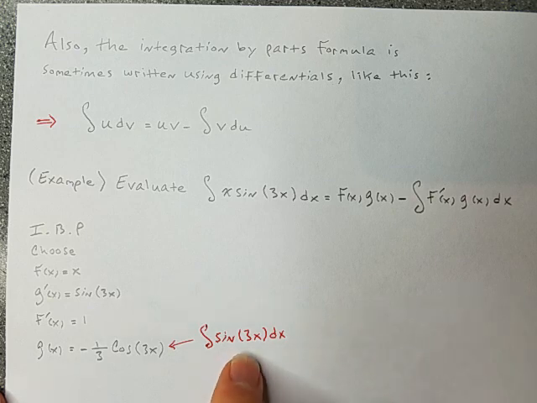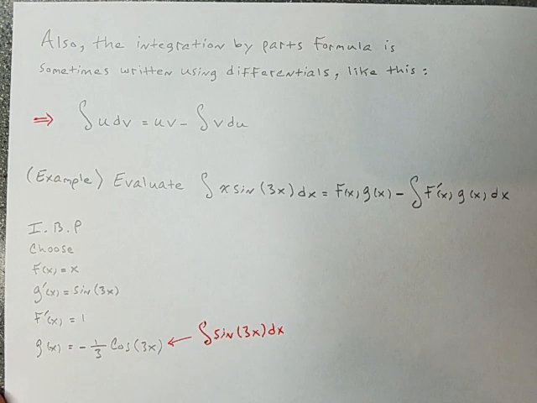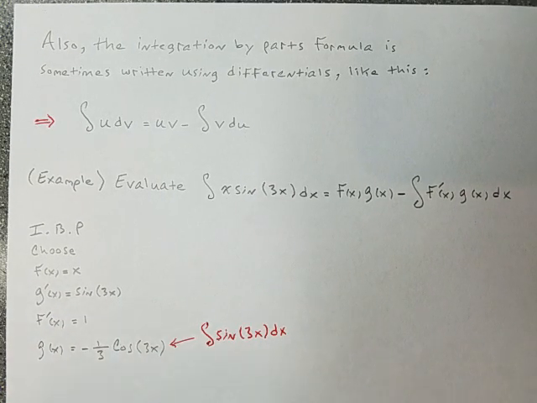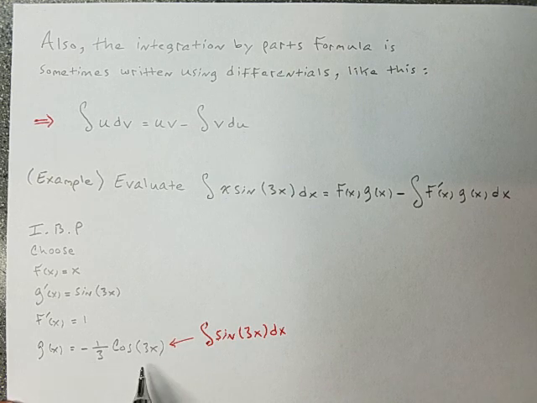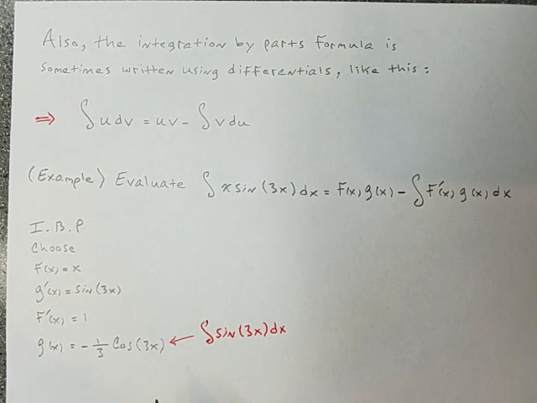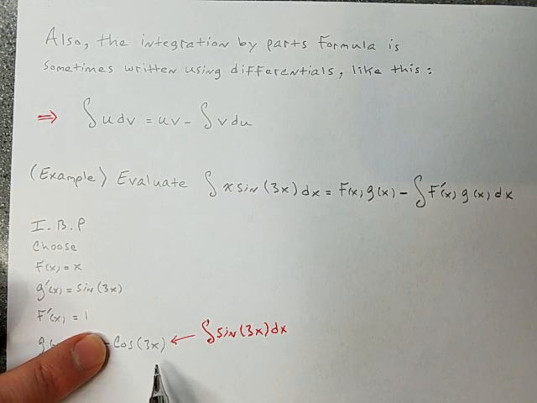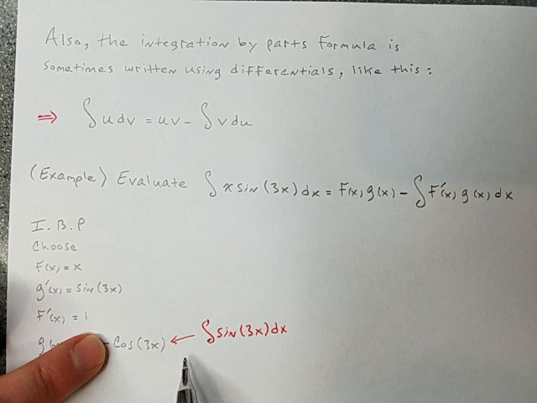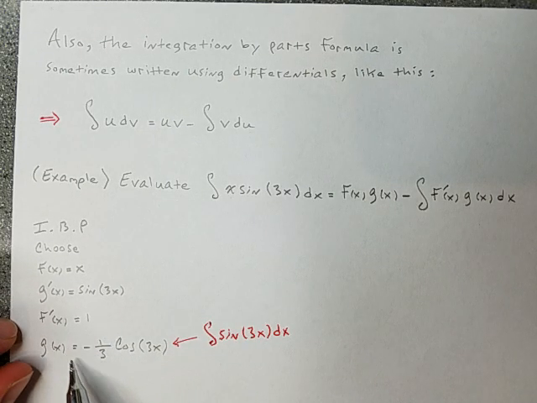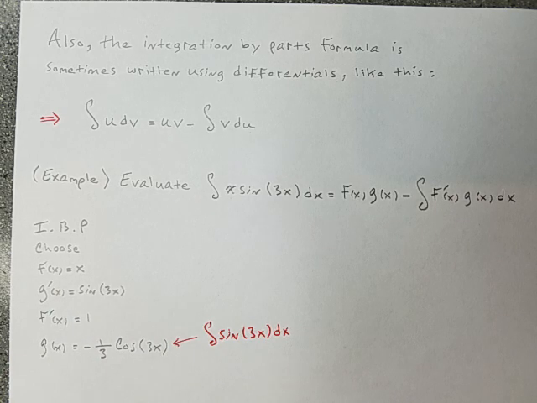In general, it's going to be the antiderivative of g prime. I mean, because look, the derivative of g is supposed to be g prime. Let's go ahead and check that. What's the derivative of cosine 3x? It's going to be negative sine 3x times 3, according to the chain rule. But the negative 3 and the negative 1/3 cancel. It'll give me sine 3x.